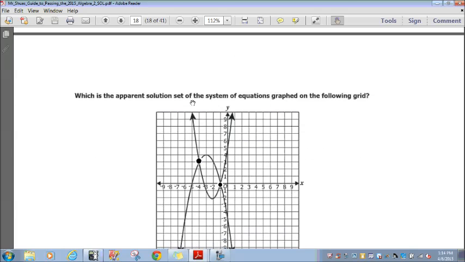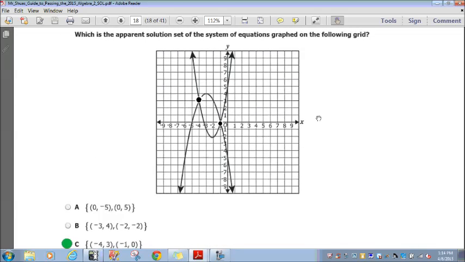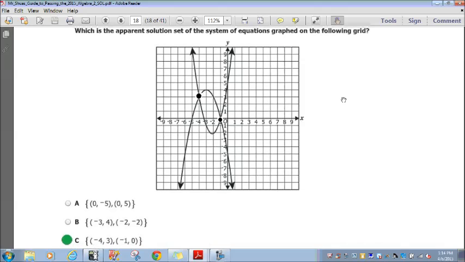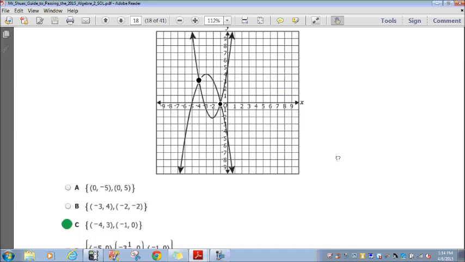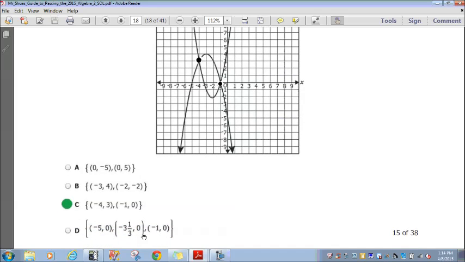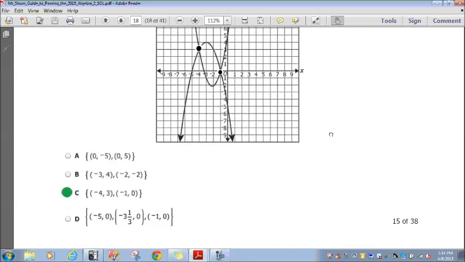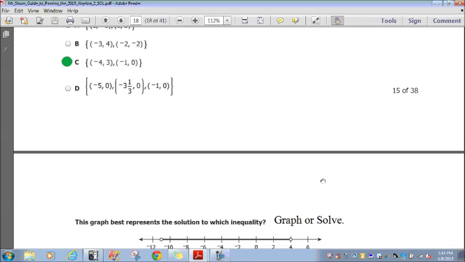Okay. Question 15, which is the apparent solution set of the system of equations graphed on the following grid? Well, the solution set is basically wherever the 2 equations intersect, and they seem to intersect there and there. Here, looks like that's negative 4, positive 3. Here, that looks like negative 1, 0. So the answer choice is C of negative 4, positive 3, and negative 1, 0 would be appropriate. Again, that's another easy one. That's a freebie. Let's go on to 16.